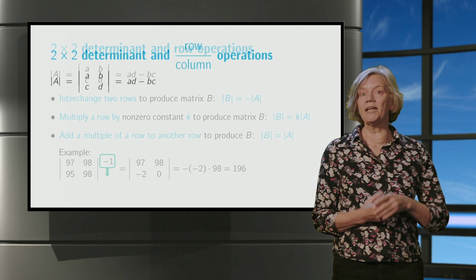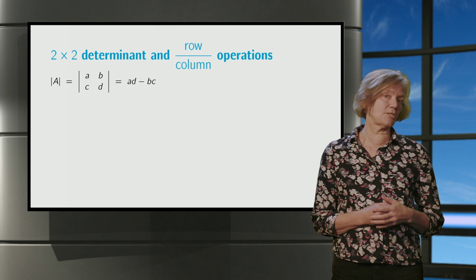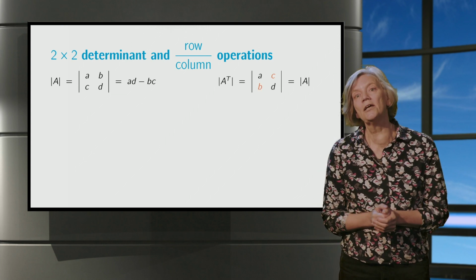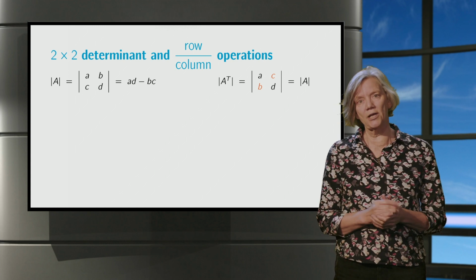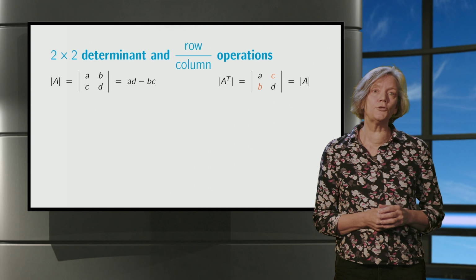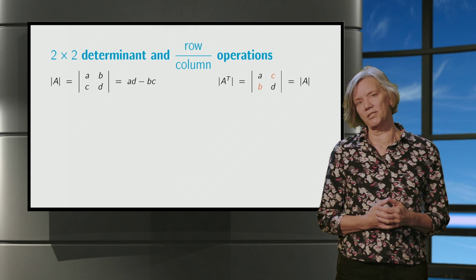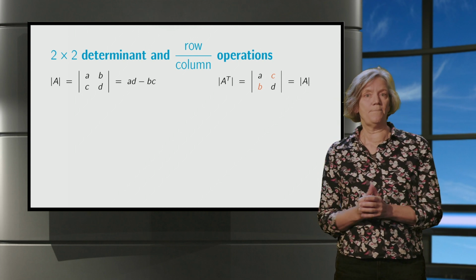Determinants are special in the sense that you can manipulate the columns in exactly the same way as the rows. Remember the transpose of a matrix? The rows of A become the columns of A transpose, and vice versa. For a 2 by 2 matrix, just elements B and C are interchanged. The determinants of A and A transpose are the same.